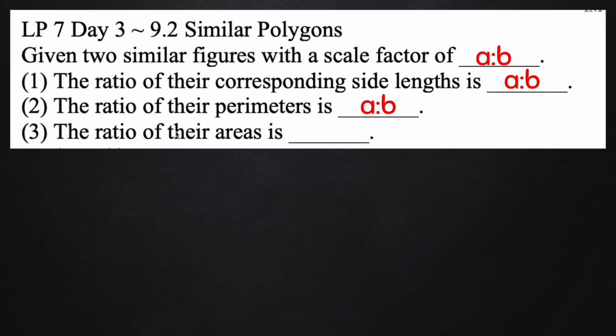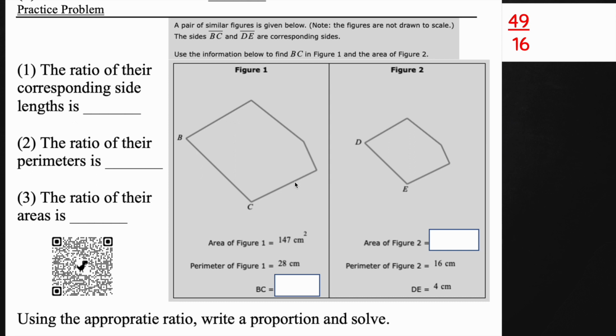If it's the area, though, that is a little different. Now, we can't just do A to B. I have to make sure that I'm paying attention to the fact that area is not a length, but it's literally the amount of two-dimensional space that's taken up. So I have to square A and B for my ratio. So let's go ahead and take a look at a problem where we actually go through and do this.